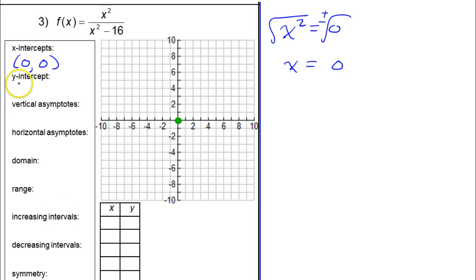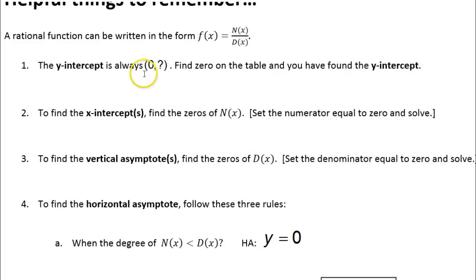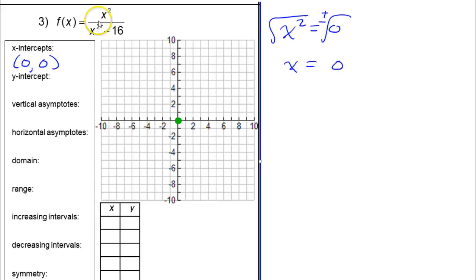Now, how about that y-intercept? I can get the y-intercept by hand very easily. To get the y-intercept, all you need to do is let the x value be 0. Basically, plug in 0 for x. Now, I can either do that by hand or I can do it on my calculator. But if I let x equal 0, that means I'm going to have a 0 here and a 0 here. So I have 0 over negative 16. 0 divided by anything is 0. So I know that the y-intercept will also be 0 comma 0.